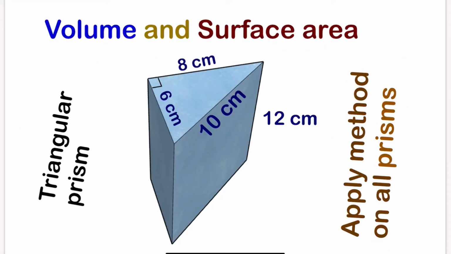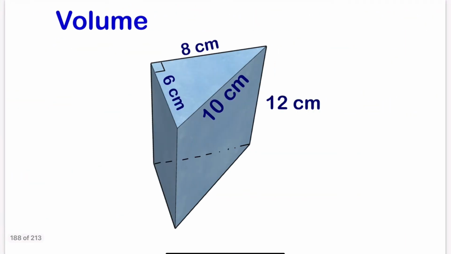Hello everyone, welcome once more to Mathematics Pro. Today we are going to calculate the volume and the surface area of a triangular prism. So let's get started. Normally there are various methods, but I'm going to use the easiest and most accurate one. Our first question is to calculate the volume of this triangular prism.